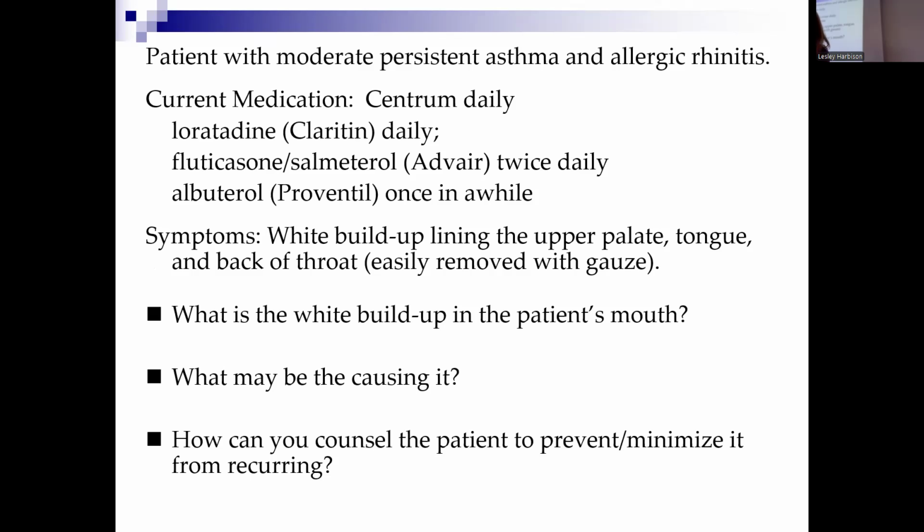So symptoms: white buildup on the lining of the upper palate. What would that be? Candida, yeah. It's on the tongue and the back of the throat, and you can easily remove it with gauze. So that's the Candida. And then what's probably the cause of it? Is it the corticosteroid or the beta agonist that's causing the thrush? Steroid, yep.